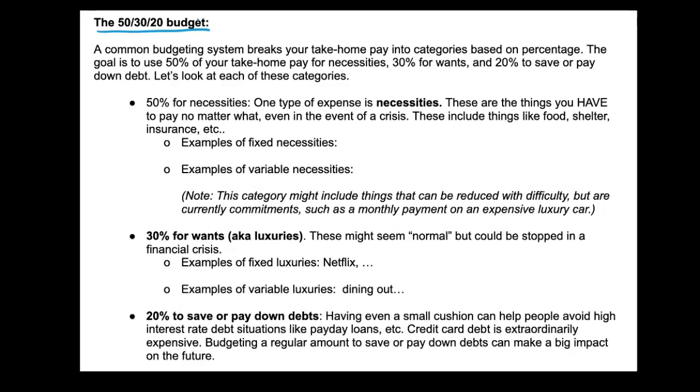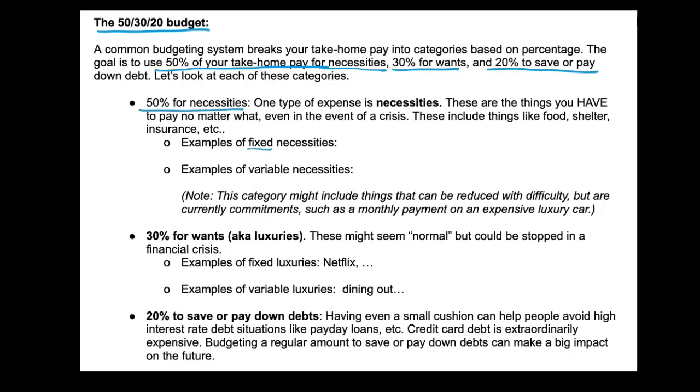So this budgeting system basically breaks things down by percentage, and the goal is to use 50% of your take-home pay for necessities, 30% for wants, and 20% to save or pay down debt. So let's look at each of these categories and what they mean. So 50% for necessities. So what does this mean? A necessity would be something you have to have no matter what. So these are things like food, shelter, insurance, and there's different types of necessities.